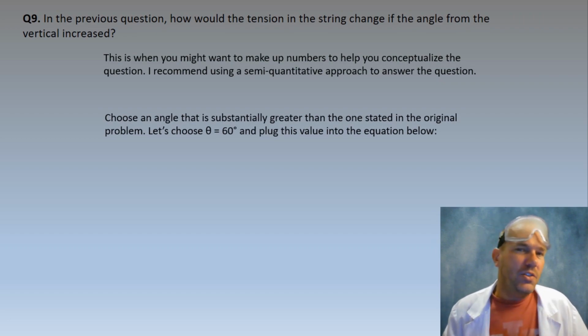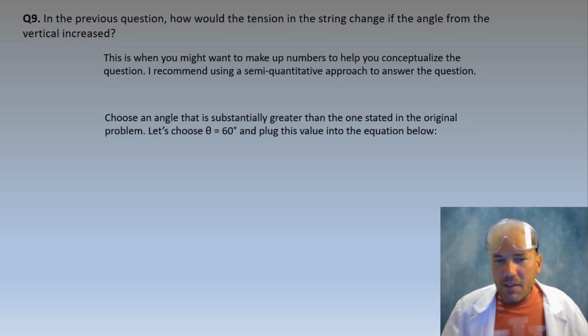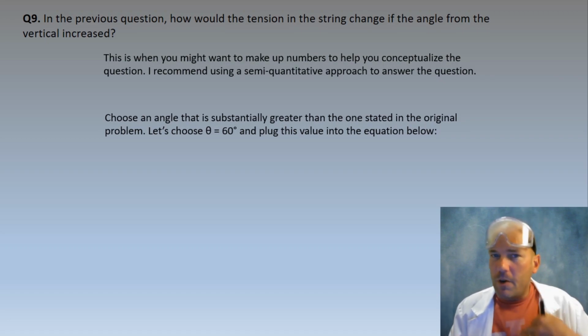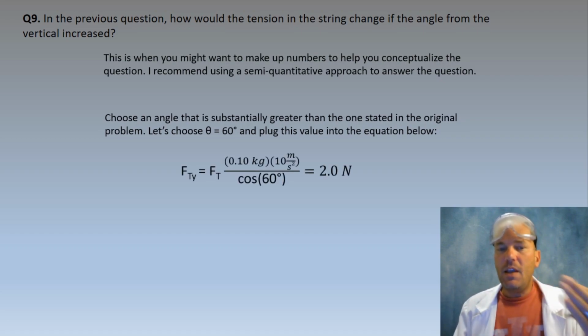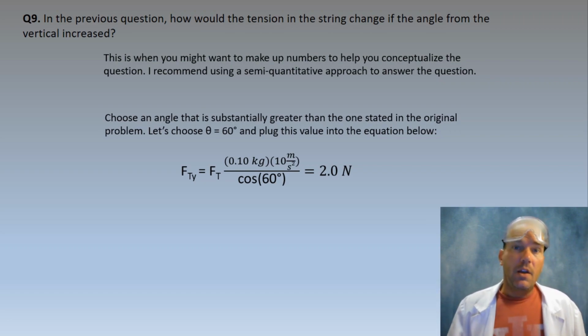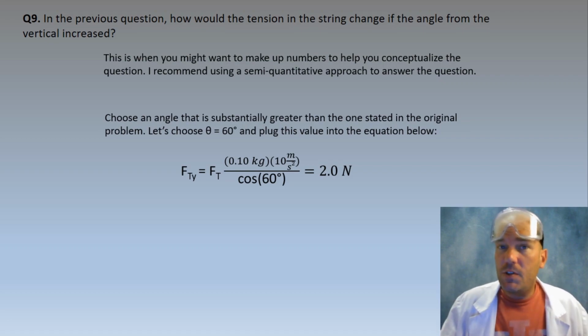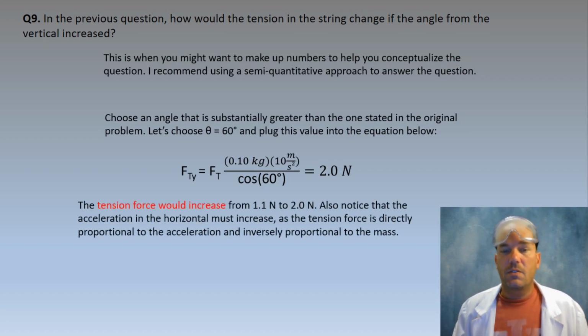So you don't want to choose a number that's really close to the one in the problem. Make it so that it'll be a very clear distinction of how a greater theta affects things. So like 60 degrees. And then we're going to plug in this value that we made up to justify our answer in this question. And we see that the force of tension has gone up from 1.1 all the way up to 2 newtons. So force of tension is increasing as the angle of theta increases, okay?